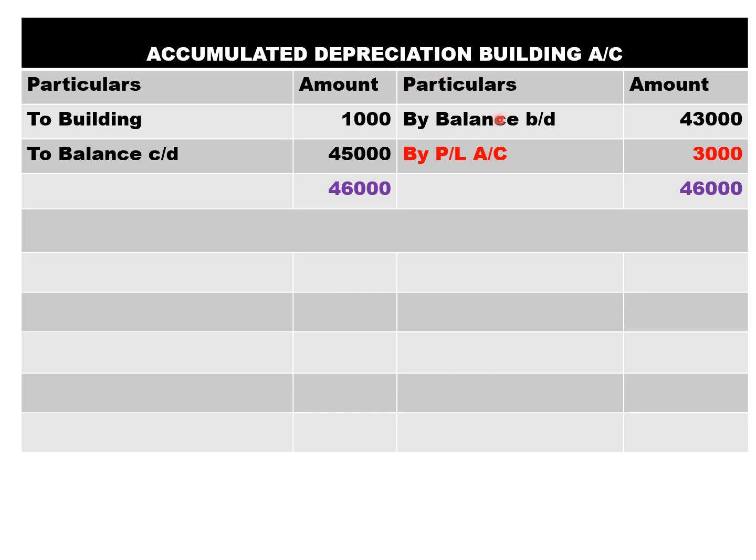This is accumulated depreciation on land and building. First, it's a liability. It's deducted in asset side. Deducted in asset side is nothing but liability. So by balance brought down 43,000. Then to building depreciation, which we just now found in the previous slide, 1,000. To balance carried on 45,000. Then you get PL account 3,000. It's called new depreciation for the current year. You should take it in operating activity.